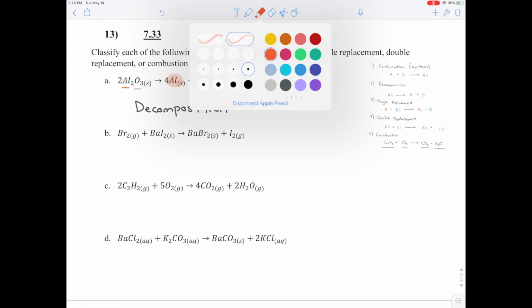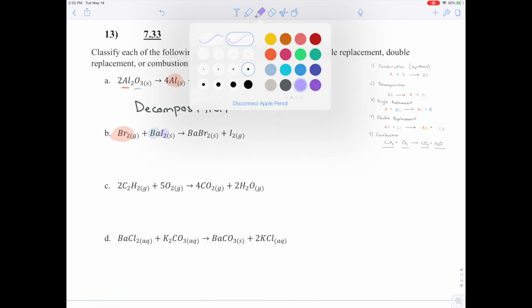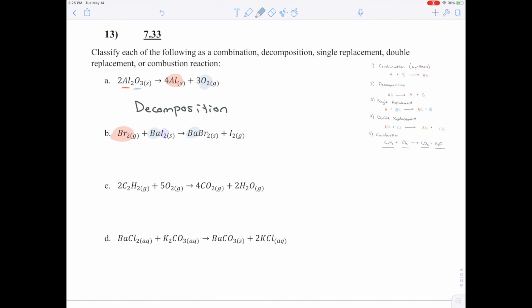Okay, how about with B? Well, with B, we have bromine, that's one thing. It's separated from a second thing. So notice how the plus signs are really useful here. Oh, and actually, that second thing is a compound. So we've got barium and iodine together. And then in the product, barium is not with iodine anymore, it is with bromine. So iodine got replaced. Iodine is all by itself. So one thing, namely iodine, got replaced, so this is a single replacement. You could also say single displacement.